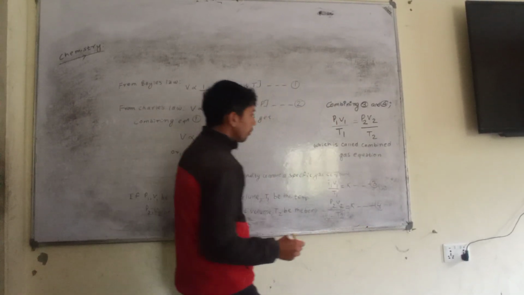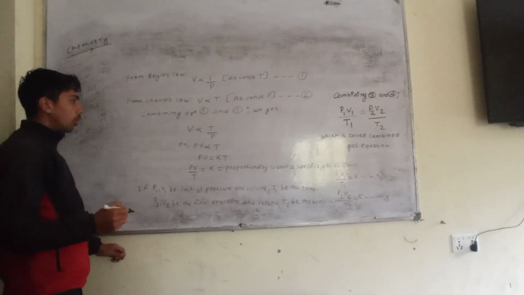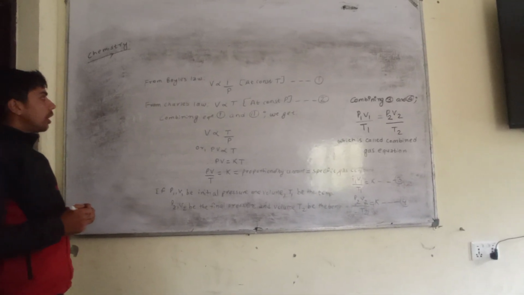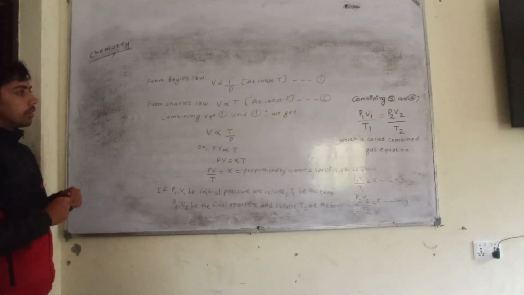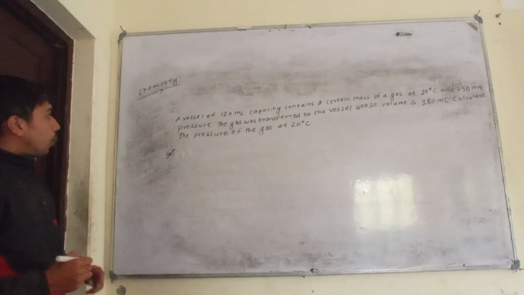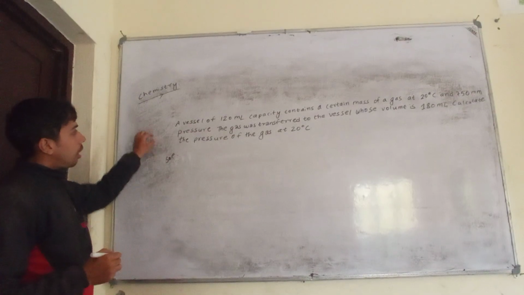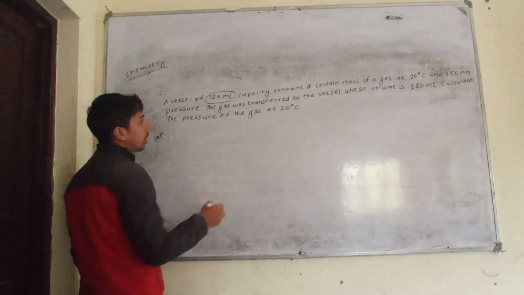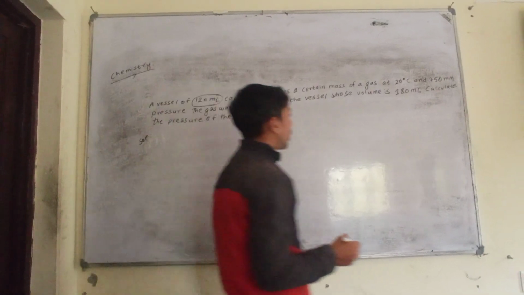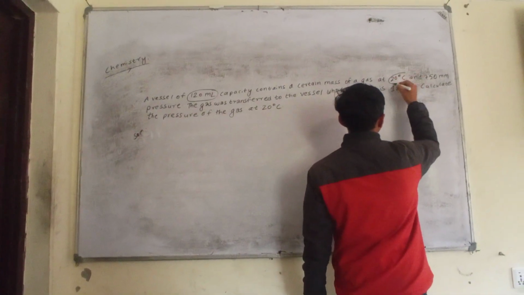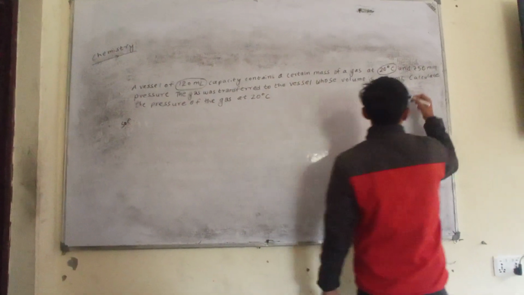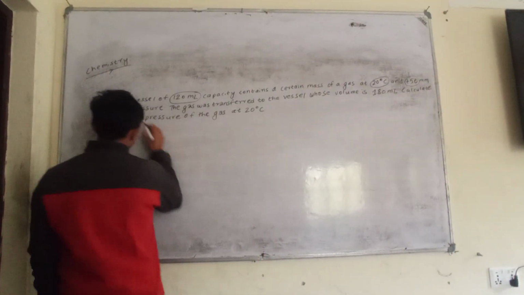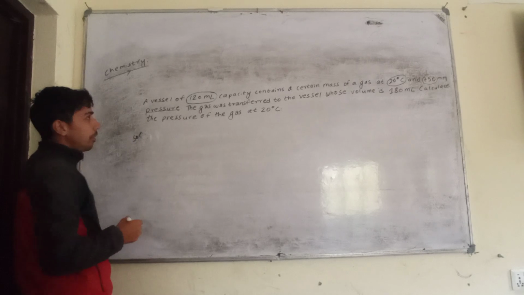Now in this part we also discuss some of the numerical problems that are related to Boyle's law and Charles' law. We have the question of a vessel of 120 ml capacity. This is the volume. It contains a certain mass of a gas at 20 degrees Celsius. This is the temperature. And 750 mm of Hg is the pressure. Here we have given the three parameters.